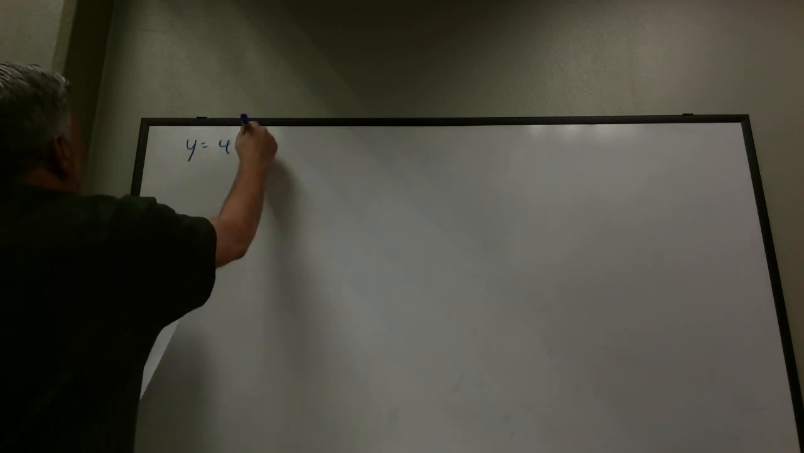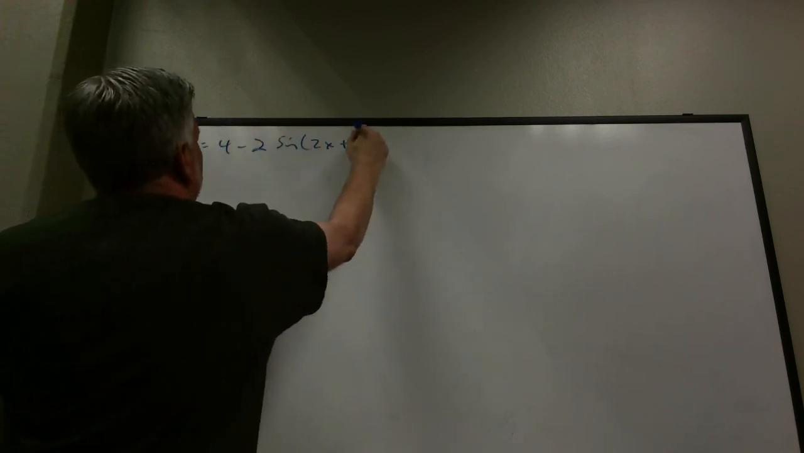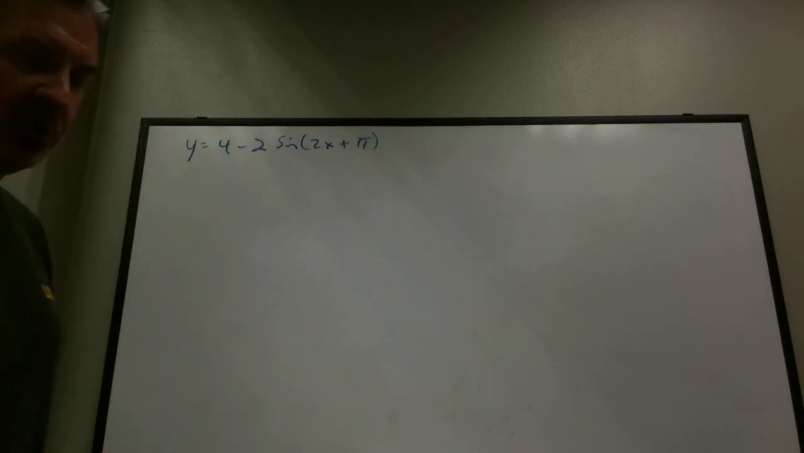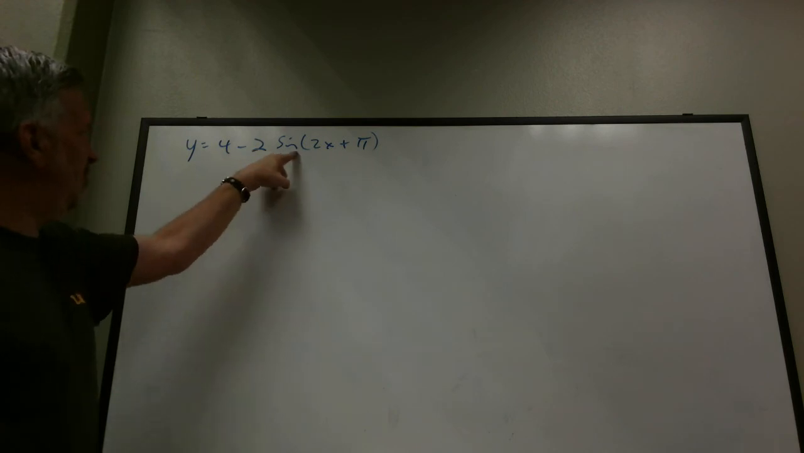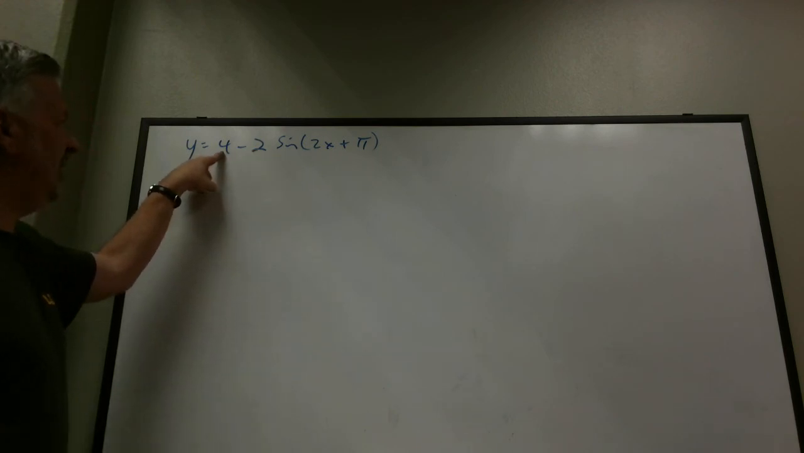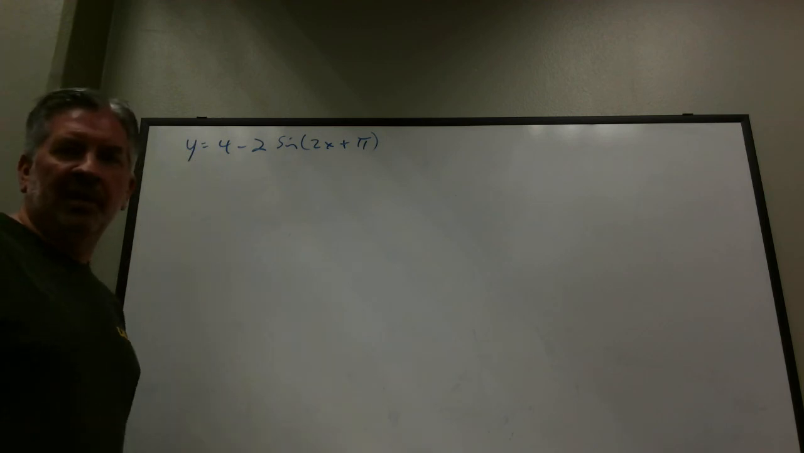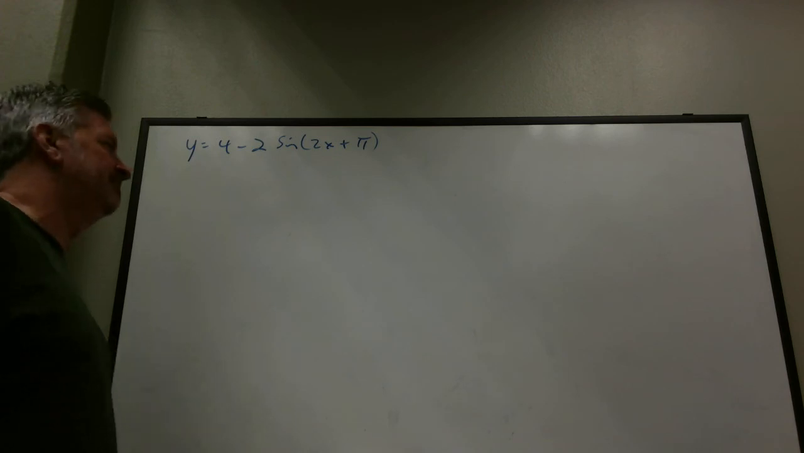Y is 4 minus 2 sine of 2x plus pi. Okay? You cannot combine the 4 and the 2 to make it a 2. Multiplication, order of operations, multiplication before addition. Okay? So you can't combine those. So pause the video and see if you can do all the identifying. Don't worry about the graph. Just see if you can do all the identifying.